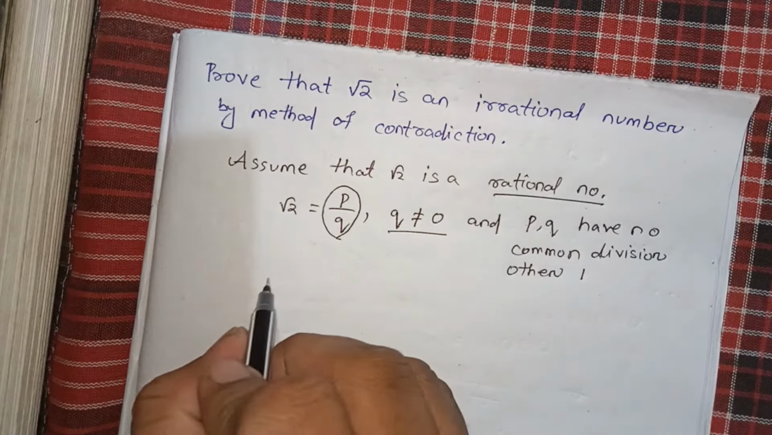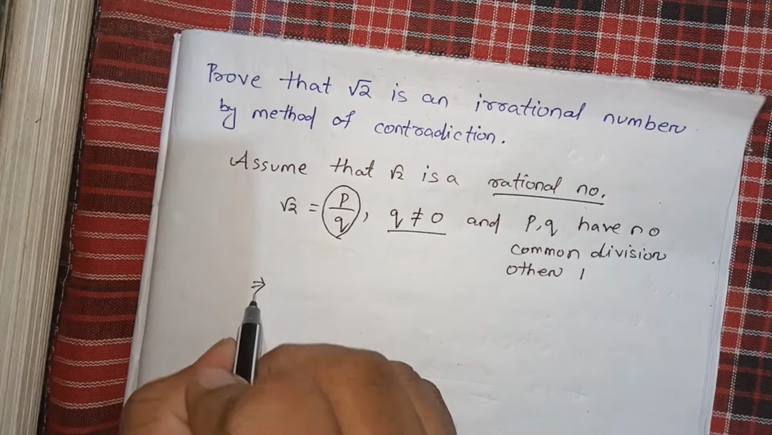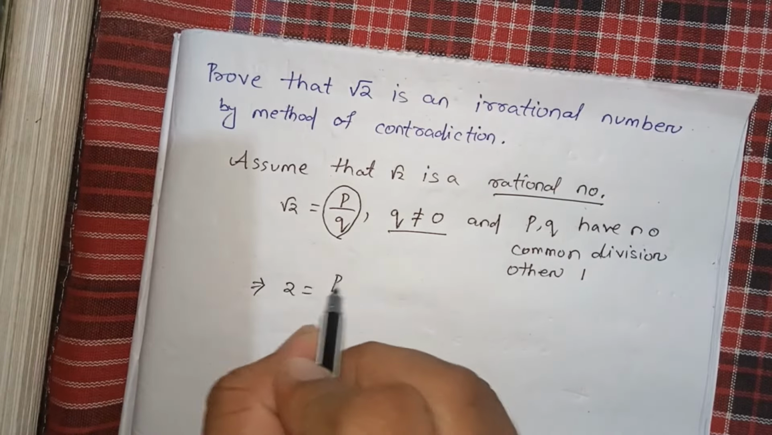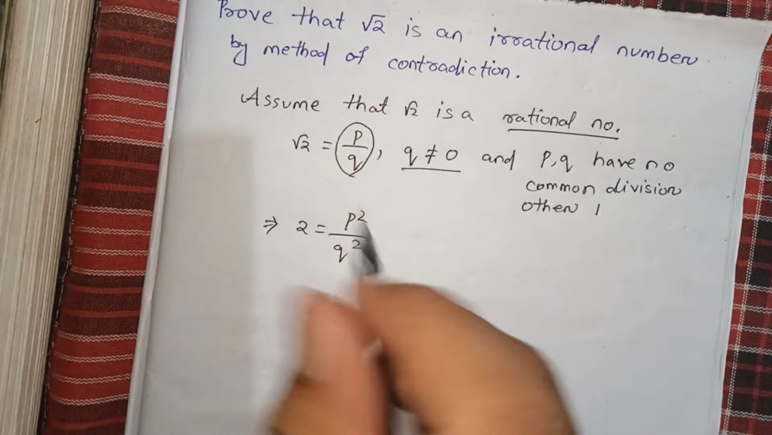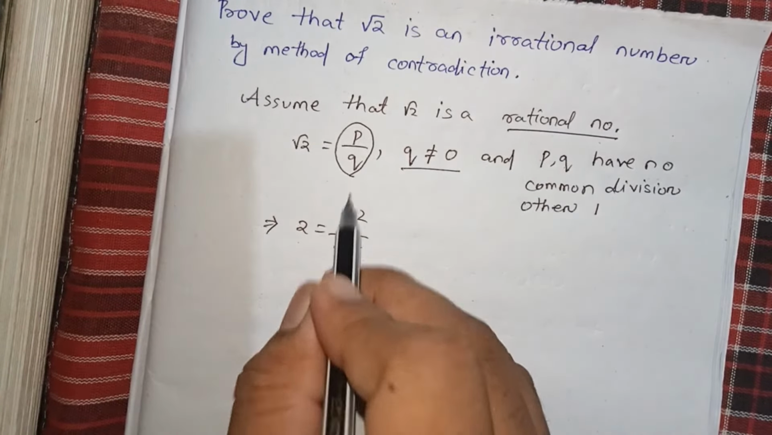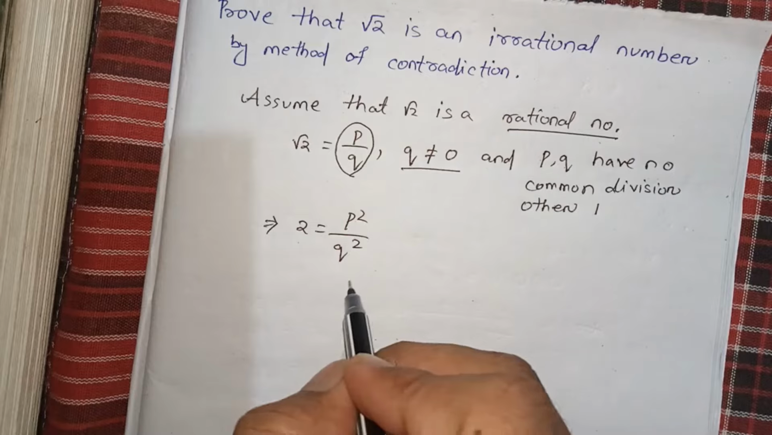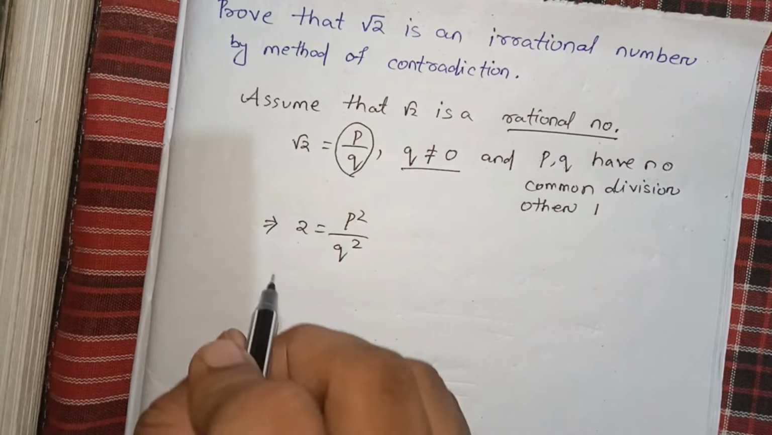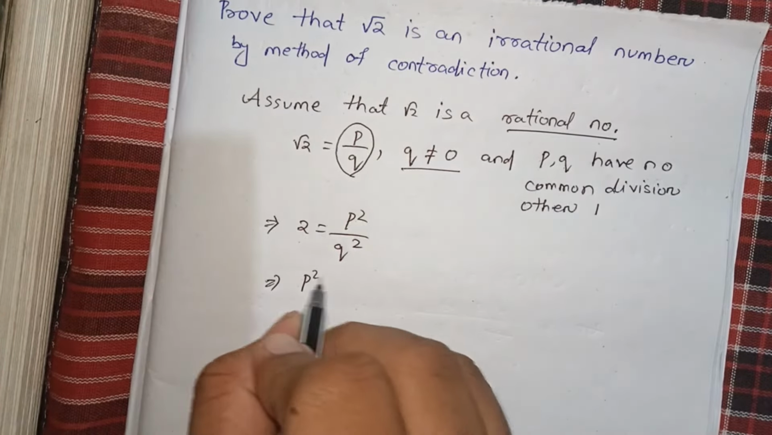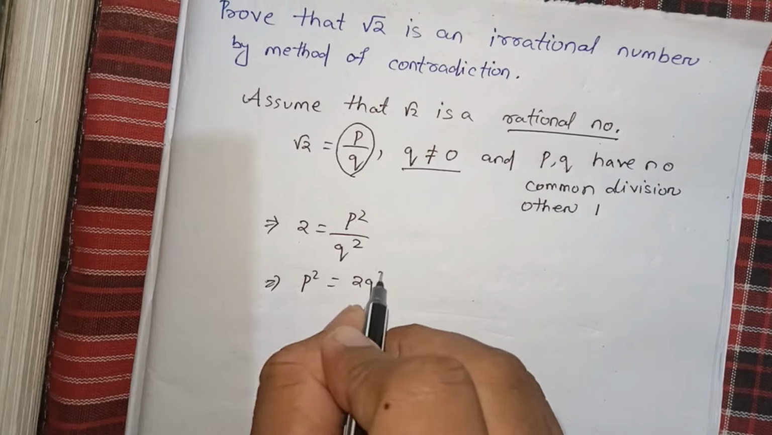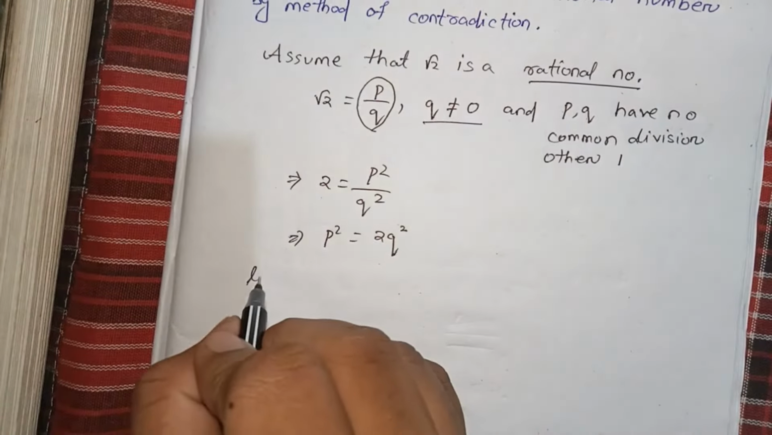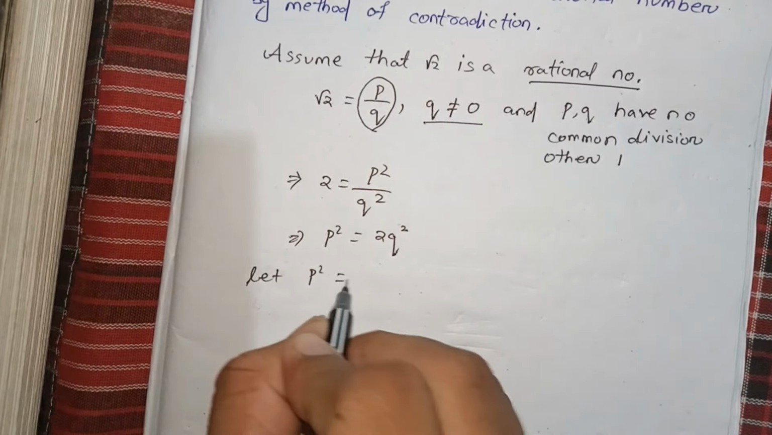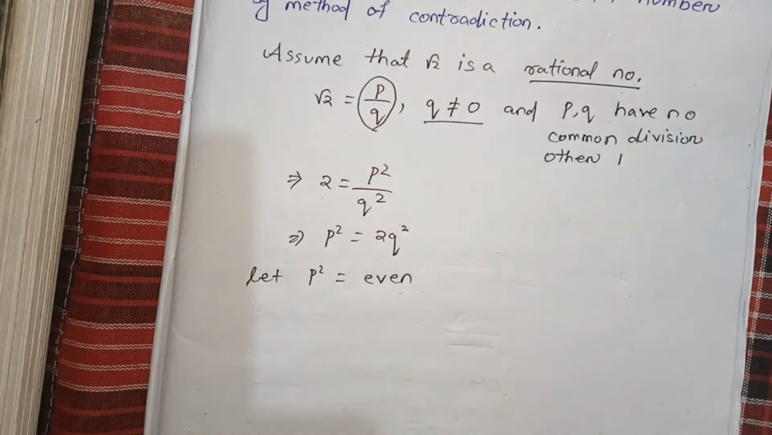From here, if we square both sides, root 2 squared is equal to 2, and p by q whole squared is p square upon q square. So from here we find that p square is equal to 2q square. So again we assume that p square is even.